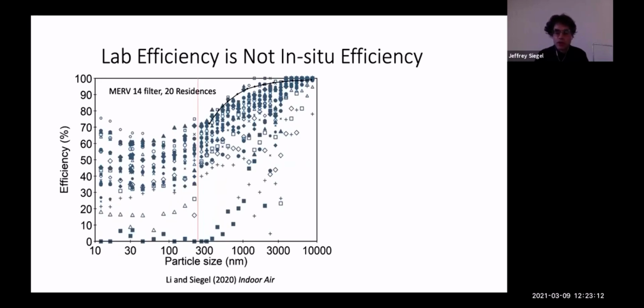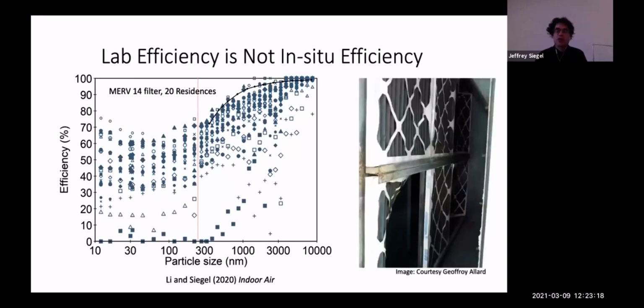You have to make sure that you're getting that efficiency installed in the system. And one of the main reasons for efficiency degradation is something called filter bypass. So this is a picture of a filter rack in a commercial building.